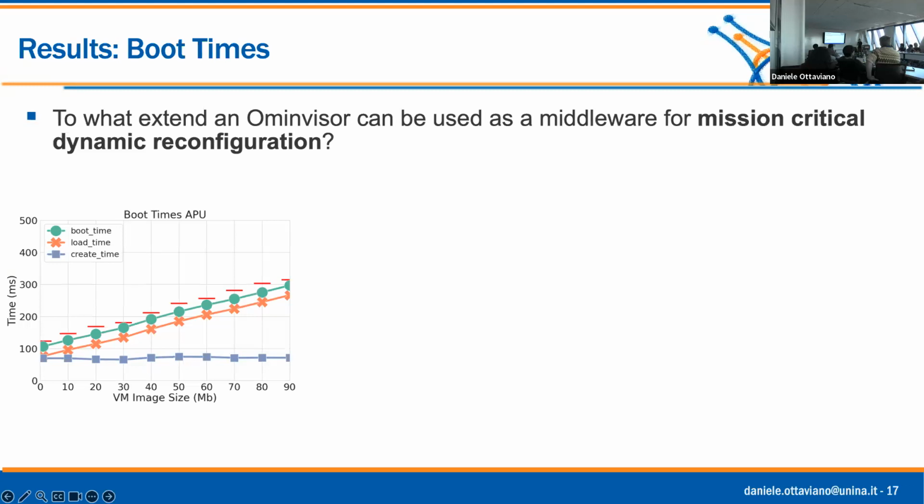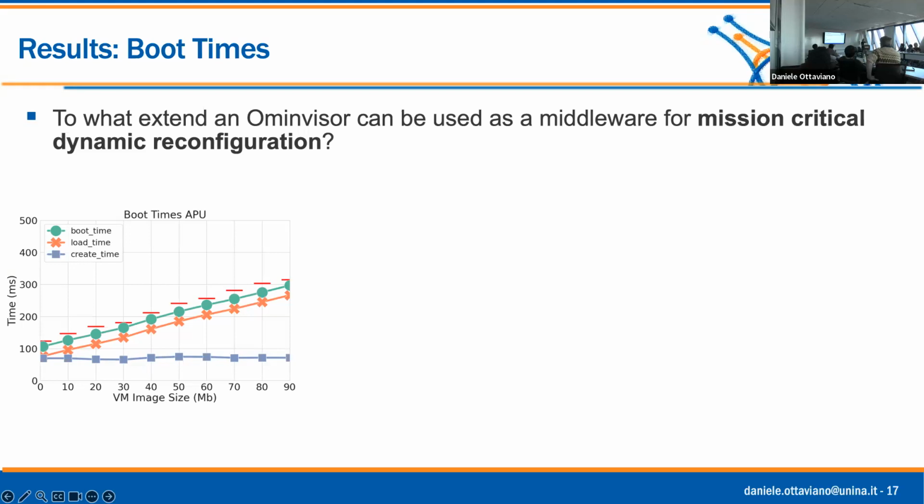These are three stacked series. The boot time incorporates the others. Yeah, what you see on top is the sum of the three. The boot time is the sum of all three: load time is creation and load, and creation is only creation. And the red bars, of course, are the maximum execution time over 100 repetitions for each image size.